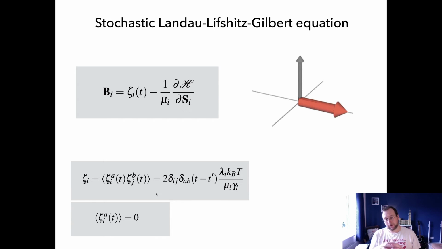It turns out that this is not necessarily an exact approximation, but for metallic systems at least, the correlation of the noise is probably going to be around about a femtosecond or so. So roughly equivalent to the time steps that you would typically use in the Landau-Lifshitz-Gilbert equation.